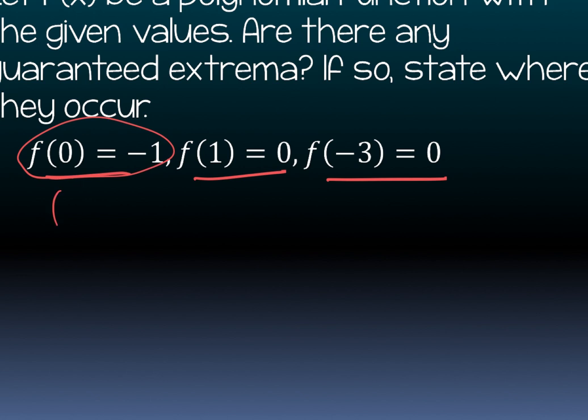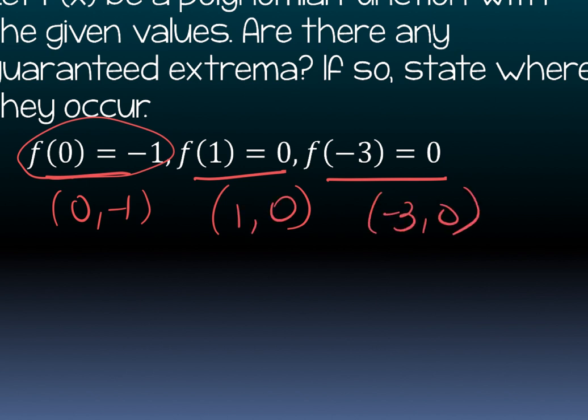What would be the coordinate point? 0, negative 1. What would be this one? 1, 0. What would be this one? Negative 3, 0. So what kinds of points are these? There's even a y there, right? How do I know which one's the x-intercept? The one that has the y of 0. So this is really saying 1, 0, and negative 3, 0. Let me go the other way.